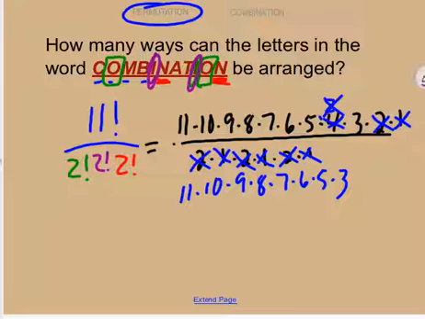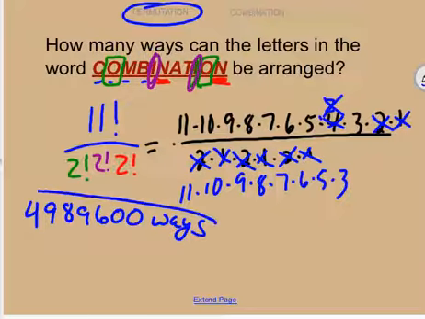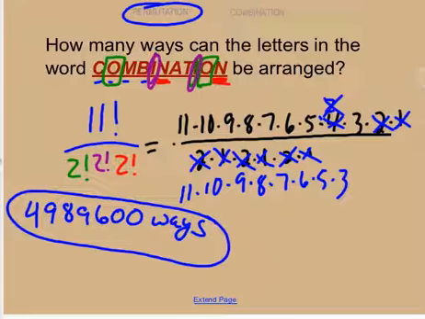Alright, so we get a huge number, like 4989600 ways. Okay, so you have to be conscious of that. Now, the best way to do this problem is do 11 probabilities. Alright, PRB. Alright, then you hit enter. Right, that gives me some 39 million something.